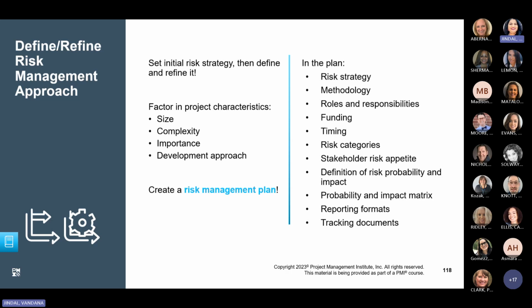Timings: the risk identification and assessments are ongoing throughout the project. So a formal review needs to be decided, when it will be done. Maybe it needs to be done at major project milestones. Risk categories: what kind of risk categories are these? Is this operational, financial, contractual, environmental, or a legal risk?